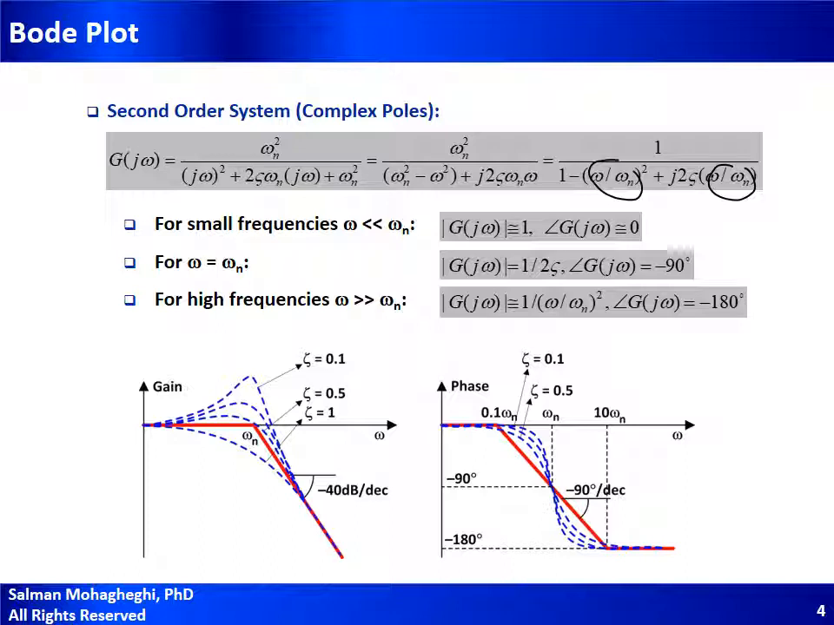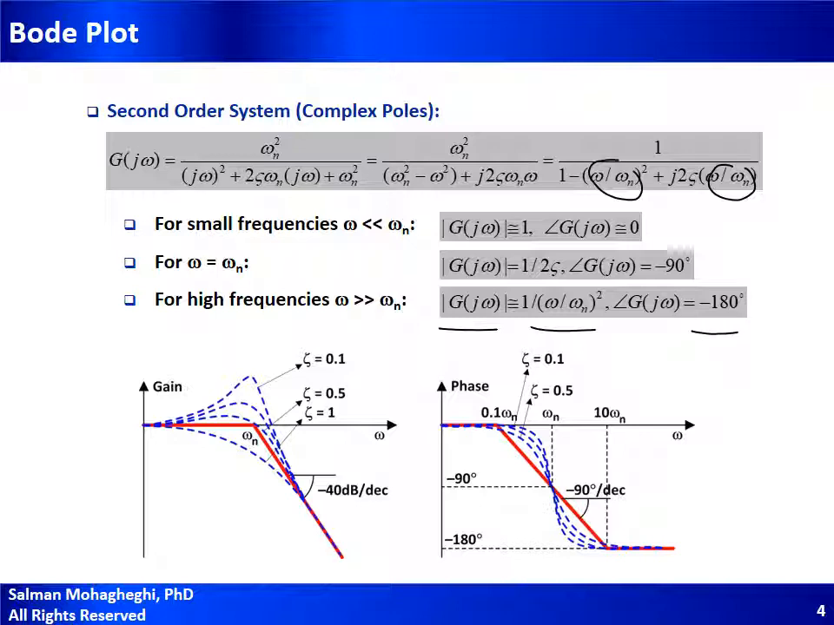For high frequencies, when omega is much greater than omega n, and by the way, omega n is the natural frequency of the second order system, I would basically assume that negative omega squared over omega n squared will overshadow all the other terms in the denominator. So the absolute value of g of j omega is going to be just simply 1 over omega n squared. For the same reason, I can assume that my denominator only consists of this term, negative omega over omega n squared, which is a negative number, so the angle of g of j omega is going to be negative 180 degrees.